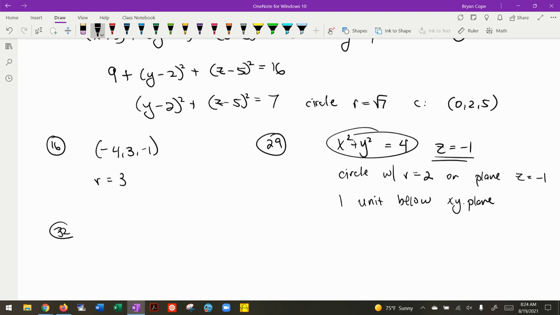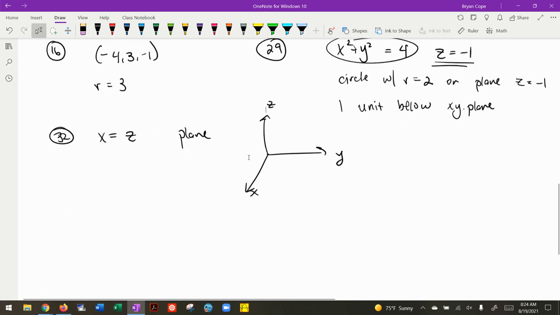And finally, for 32, x equals z. So x equals z is a plane. It's a little hard to draw, but if that's x, that's y, and that's z. Think of drawing the line z equals x, for instance. It would be like this, and then that gets extruded in the y direction. So we're going this way. If we were to make this accurate, we would dash that line like that.